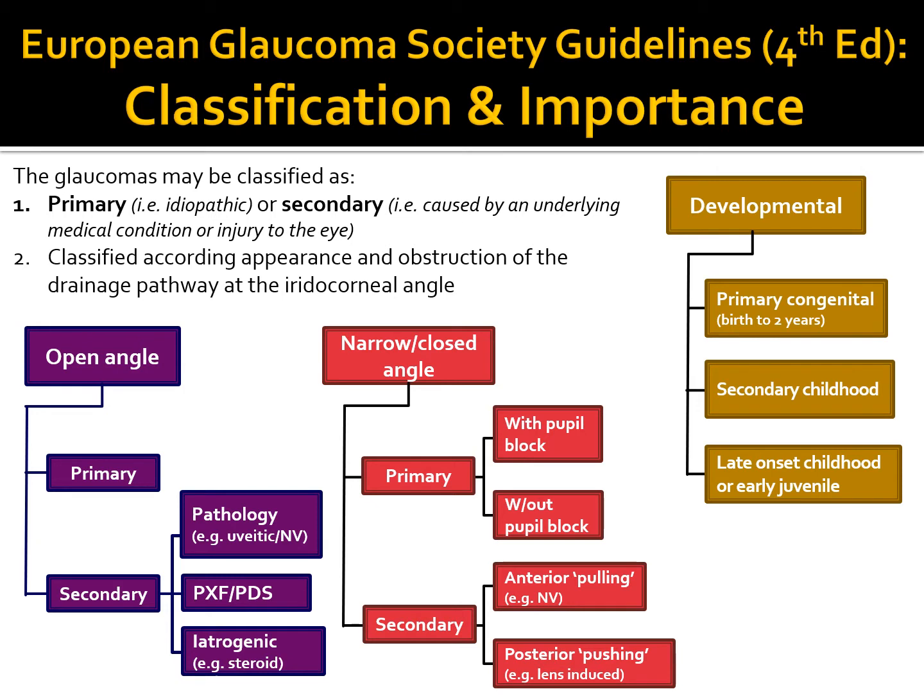So the European Glaucoma Society give us this sort of classification, perfectly valid. They break it down into primary and secondary glaucoma, idiopathic or caused by something, and also classified according to the appearance and obstruction of the drainage pathway. And they again have primary and secondary with pupil block and without pupil block, and in secondary they have anterior pulling, for example neovascularization, and posterior pushing, lens-induced phacomorphic type stuff. And then they have their juvenile glaucomas, which we don't really deal with in this particular talk.